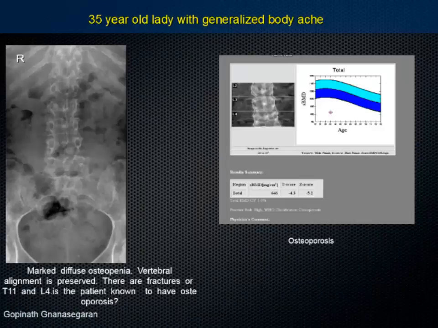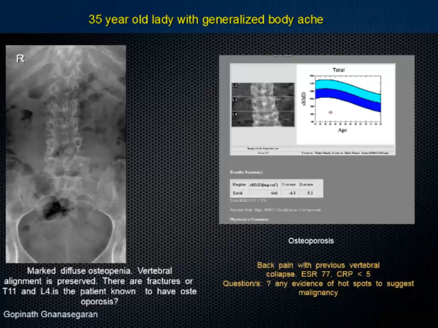So we did a DEXA scan. The diagnosis was back pain, previous vertebral collapse, and it is minus 4.3, straightforward osteoporosis. They started treating for osteoporosis. Again, the patient had persistent pain. Then the clinician asked, why don't you do a bone scan? So we did a bone scan.